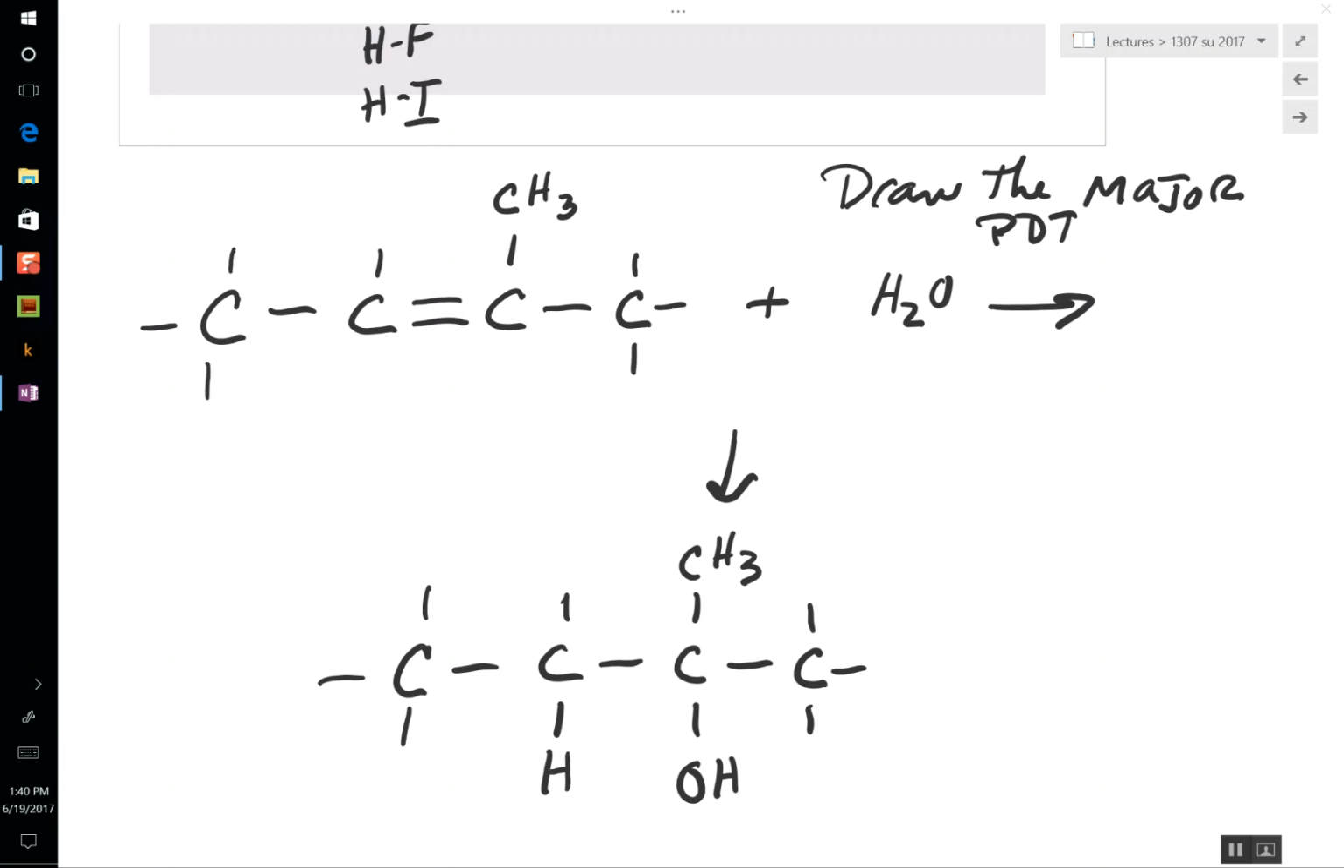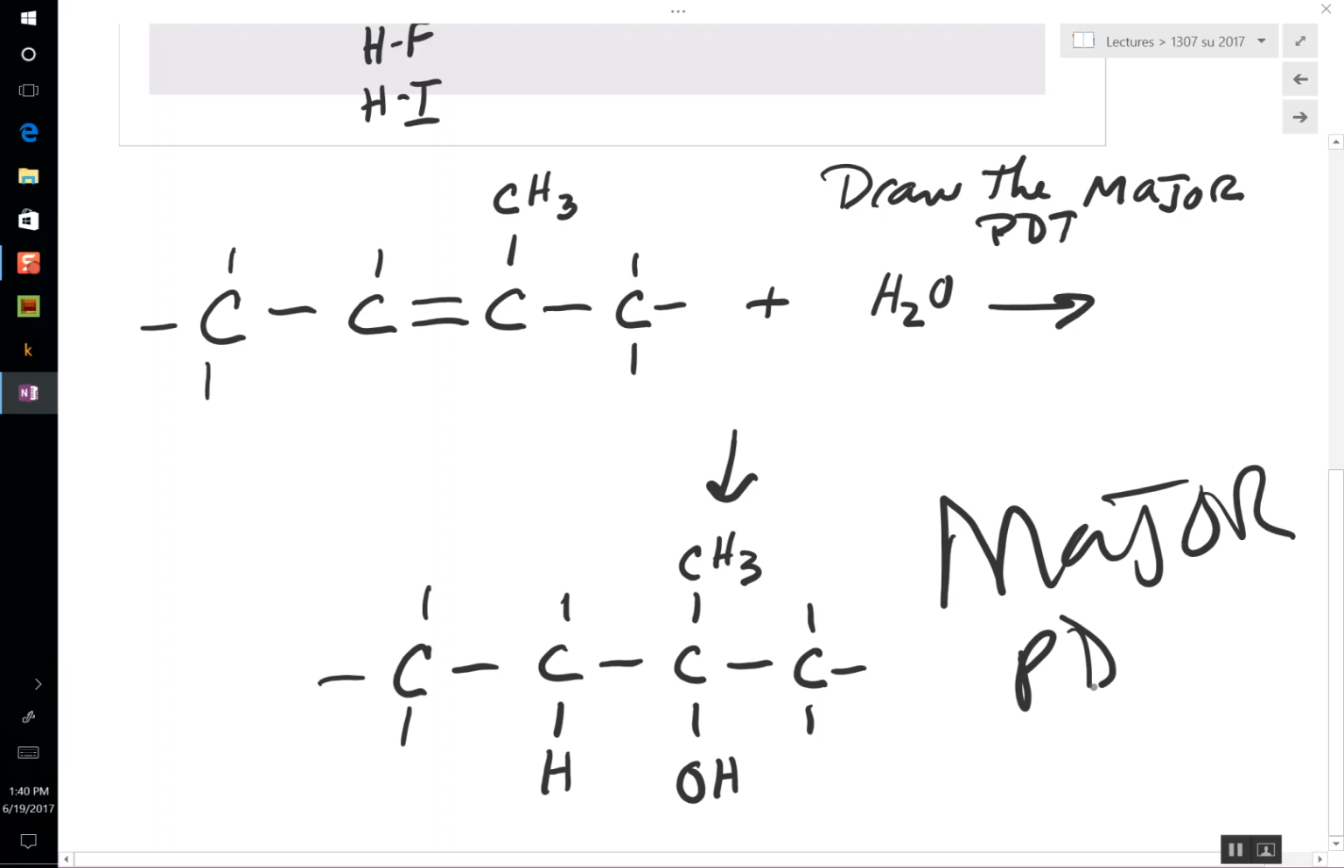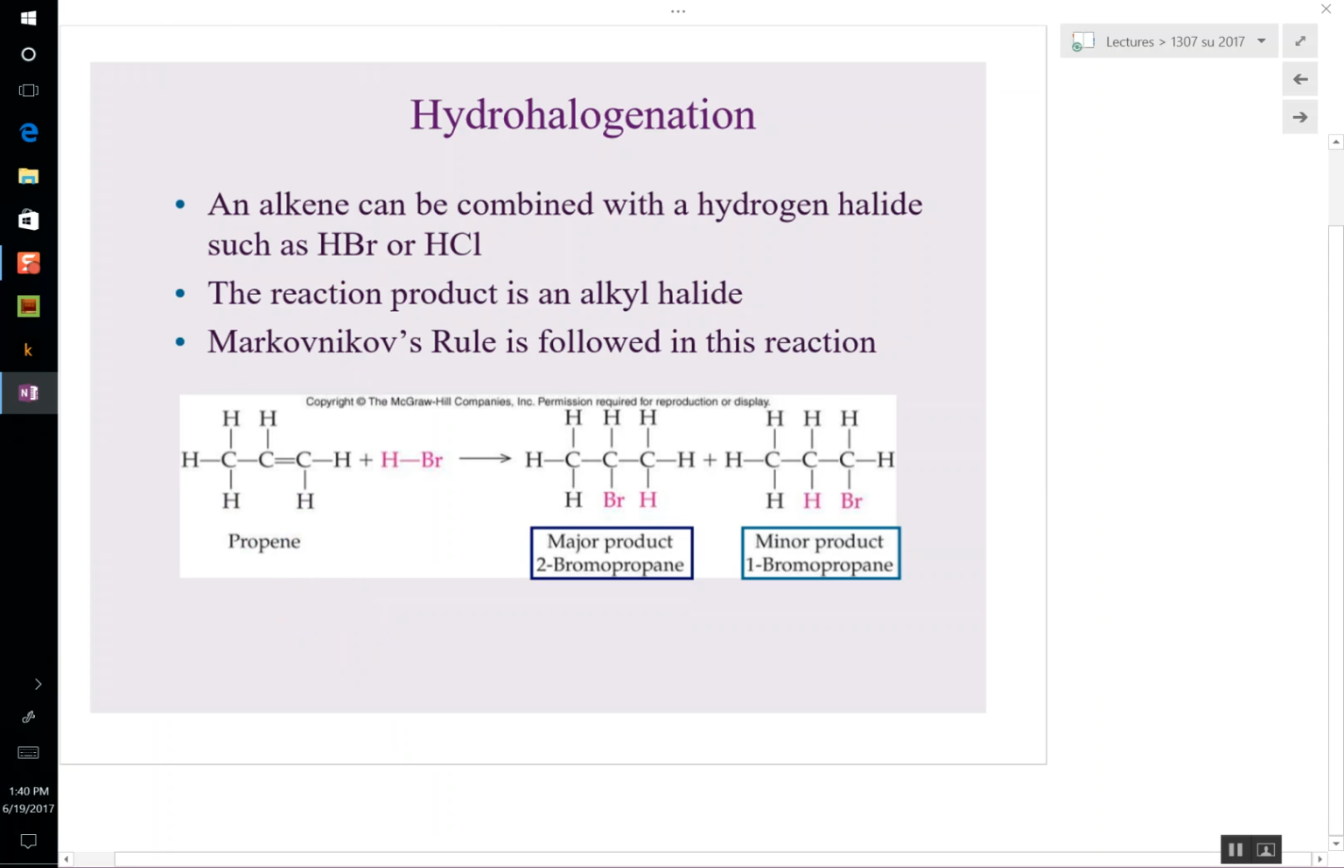Okay, so that's the major product. Very good. All right, so there's some more. Here's hydrohalogenation. Since it's HBr, we would say this is hydrobromination. That would just be a little bit more specific word for it here, because we know the reactant is hydrogen bromide. But in general, it's hydrohalogenation.